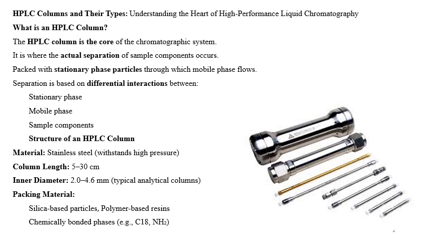So the HPLC column is the core of the chromatographic system, and it is the part where the actual separation of the sample components occurs. It is packed with stationary phase particles through which the mobile phase flows, and separation is based on the differential interaction between the stationary phase, mobile phase, sample components, and the structure of the HPLC column.